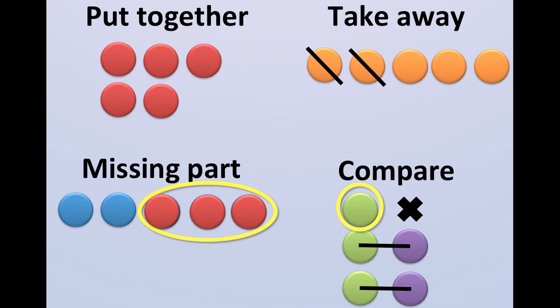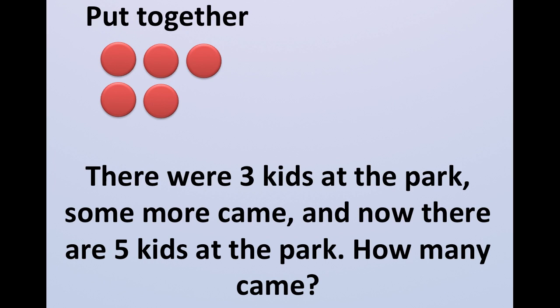Here are the 4 types of story problems we work on in first grade. Let me give you one example of each. Put together. There were 3 kids at the park. Some more came, and now there are 5 kids at the park. How many came?